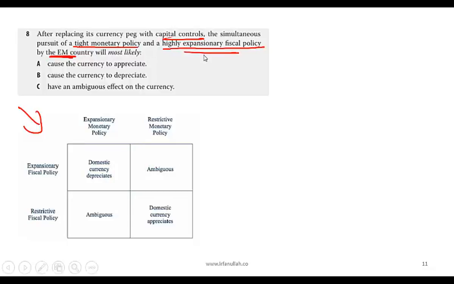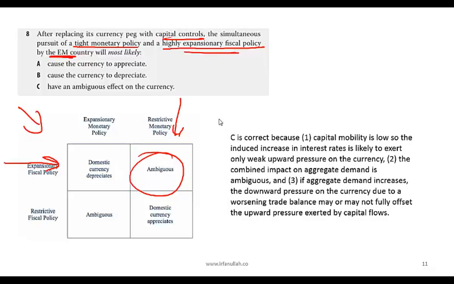Expansionary fiscal policy. So we are in this row, and we also have a tight monetary policy. So we are in this column. Then the impact will be ambiguous. Now, here I am explicitly showing you the solution from the curriculum, and I'll read it with you, but I want to emphasize that for all these other questions, even if you think you understand, still read the answers in the curriculum because they summarize the important points very well. So C is the correct answer, ambiguous effect.